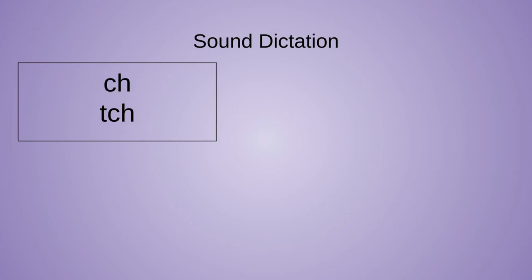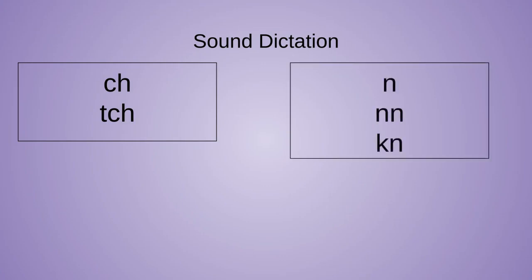Okay, ready? You can do this one on your own. There are 3 different ways to spell the sound n. If you need a second, you can go ahead and pause the video. Oh, there's our 3 ways. N, NN, and KN all say the sound n.